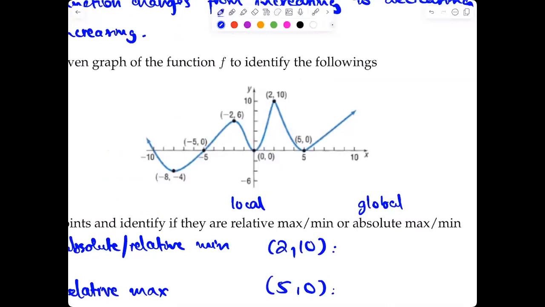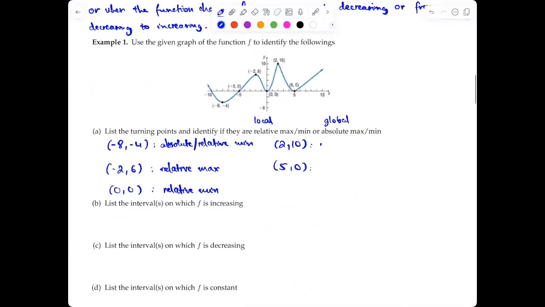So because they have arrows at the end, the end behaviors tell you that the curve will go up to positive infinity. Because positive infinity is just a concept, there's no specific number. Okay. So this point 2, 10 is only the relative maximum. And 5, 0 is relative minimum.